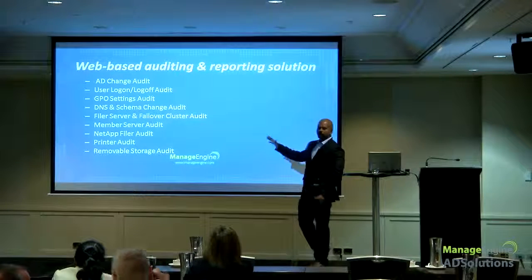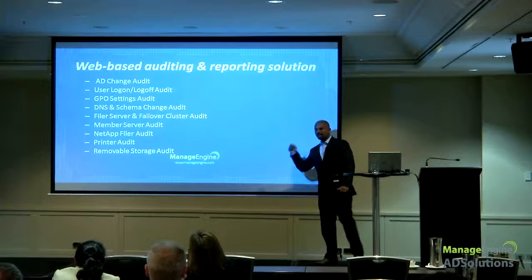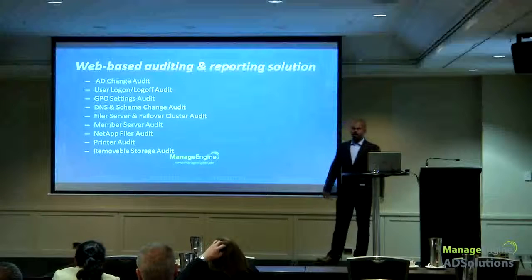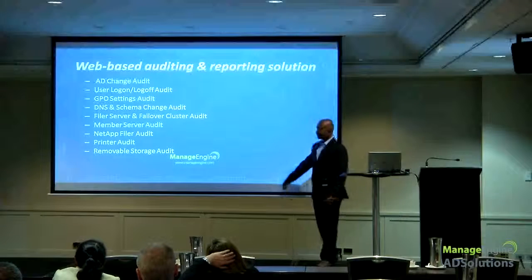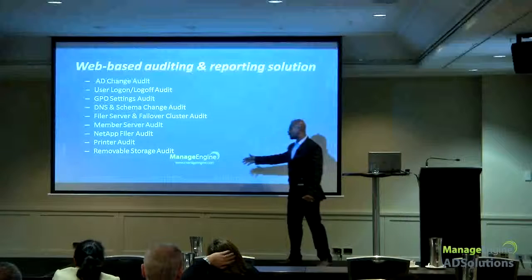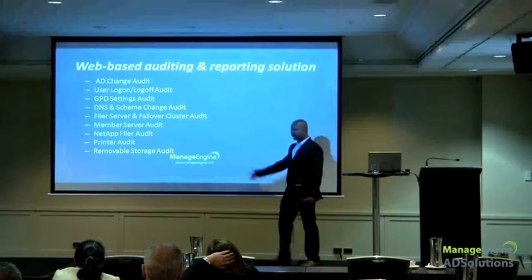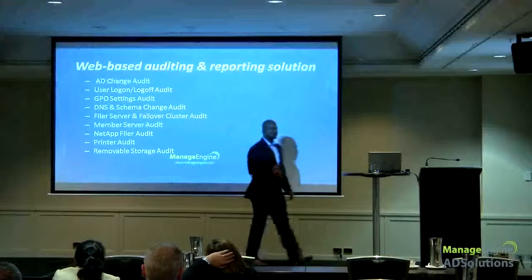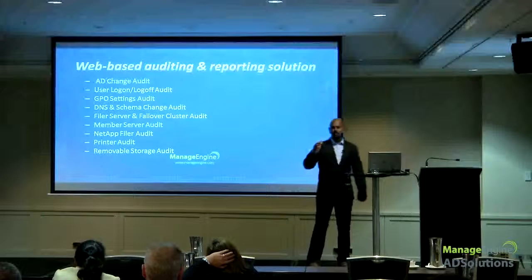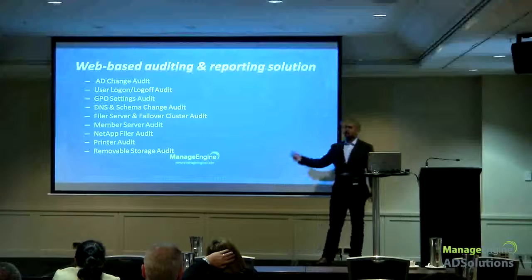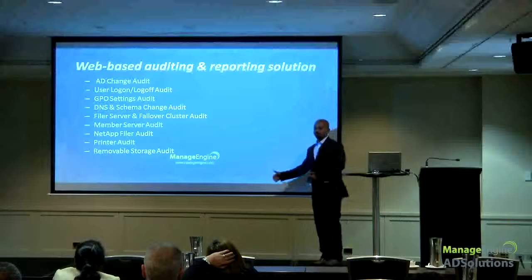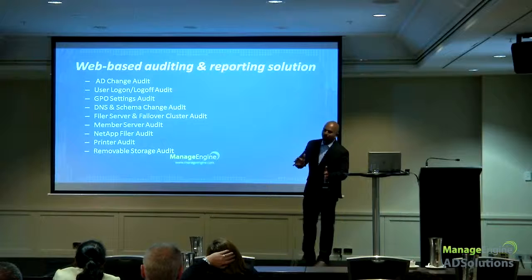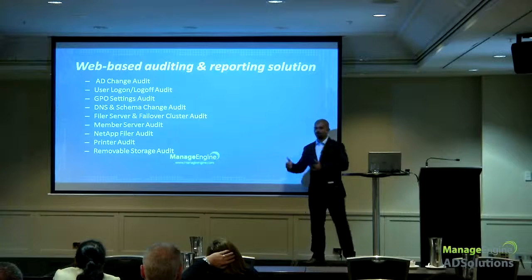Also any changes to the GPOs, DNS, or schema. Any minor or major change will be audited by this application when it comes to Active Directory. And one interesting feature, which I wouldn't call a recent addition, but very lately we have released, is printer audit. This would give you the exact jobs that a user has printed and when the job was printed. All you need to do is configure a print server and then get the reports from the configured print server.